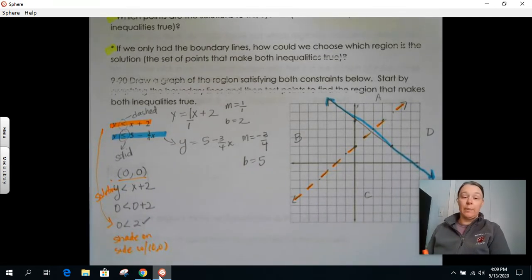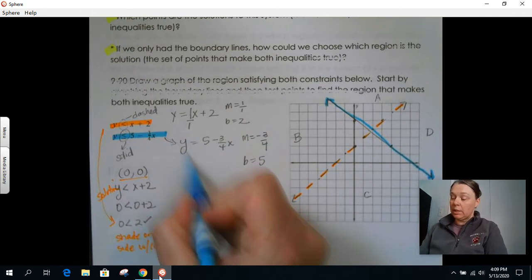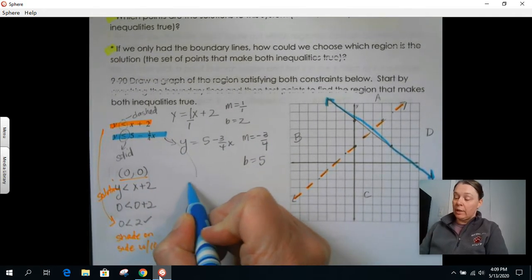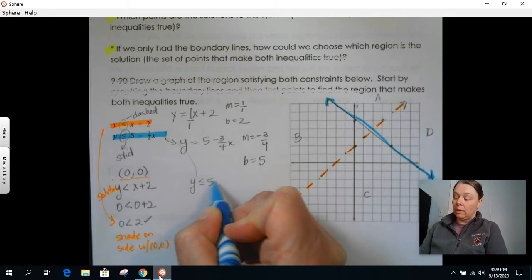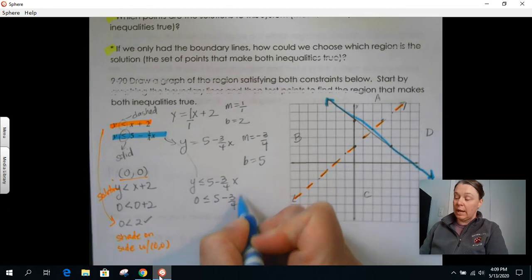Okay, now let's see what happens when I put it into this one. Okay, so when I put it into this one, I'm going to have 0 is less than or equal to 5 minus 3/4 times 0.